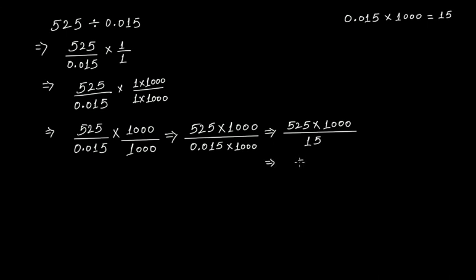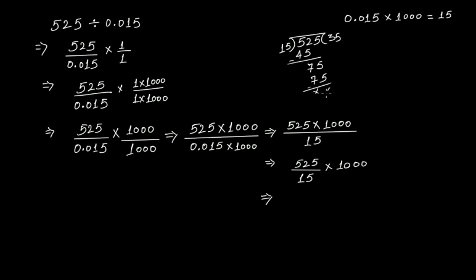Now if you divide 525 and 15 together and then times 1000, this can be written in this form, right? Okay, so if you divide 525 by 15, 3 times is 45, subtract, 75, it's going 5 times 75. So this is 35 times 1000, and your answer will be 35000.